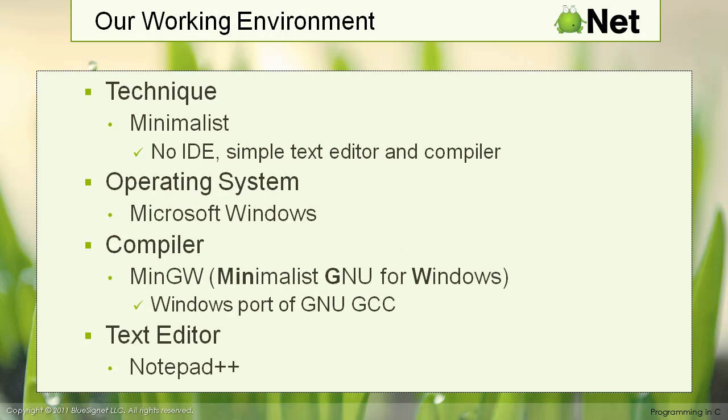So now we'll take a look at our working environment. Our working environment is going to be where we write our code, compile our code, and execute our code through our C language coursework. Our approach to this, or our technique, is going to be a minimalist one. That means we're going to keep the simplest and cheapest approach possible. That means there's going to be no integrated development environment, and we're just going to use a simple text editor and a command line compiler.